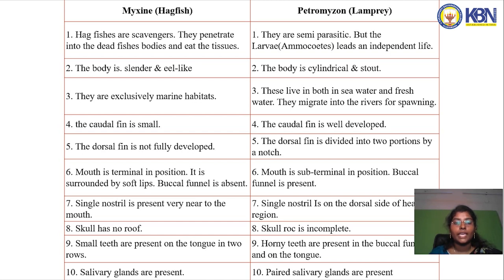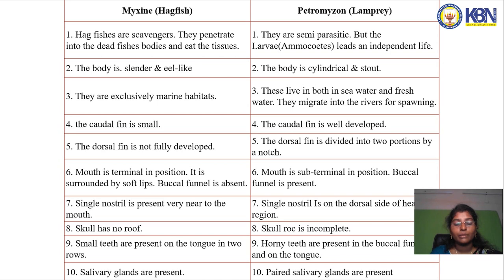Next, Myxine lives exclusively in marine habitats. Next, Petromyzon lives in both seawater and freshwater. For spawning, they migrate into rivers. Next, the caudal fin is small in Myxine, and in Petromyzon the caudal fin is well developed. In Myxine, the dorsal fin is not fully developed. In Petromyzon, the dorsal fin is developed and is divided into two portions by a notch.